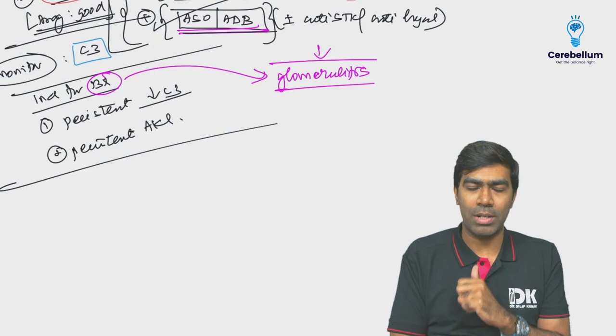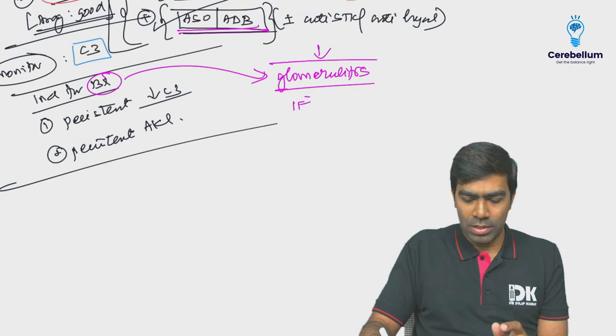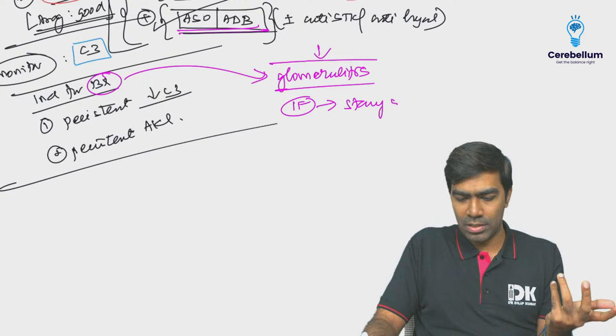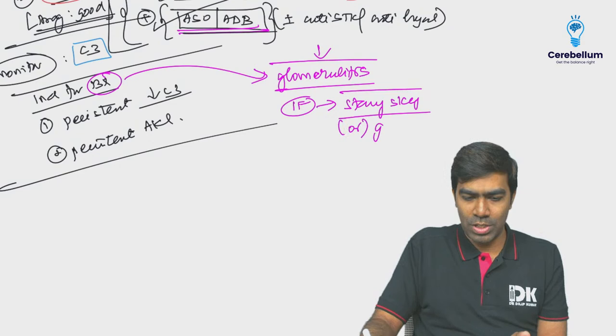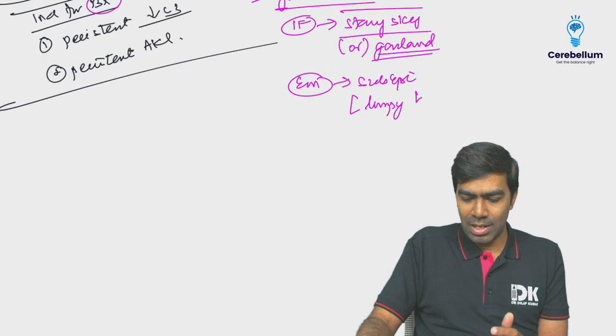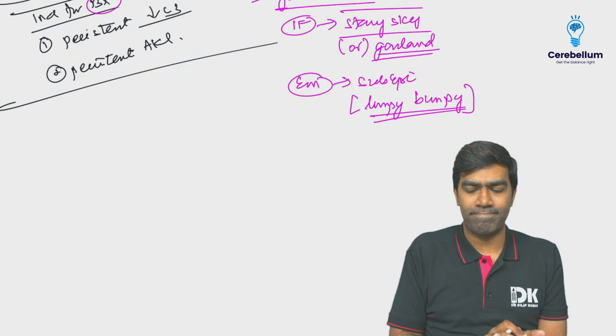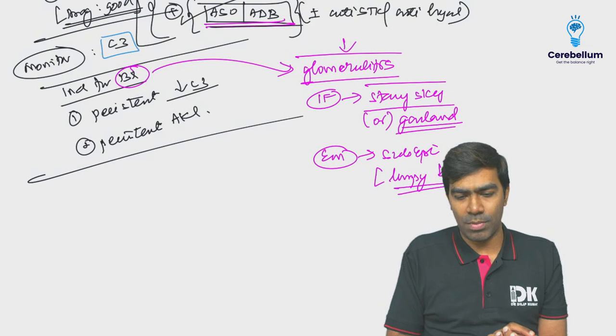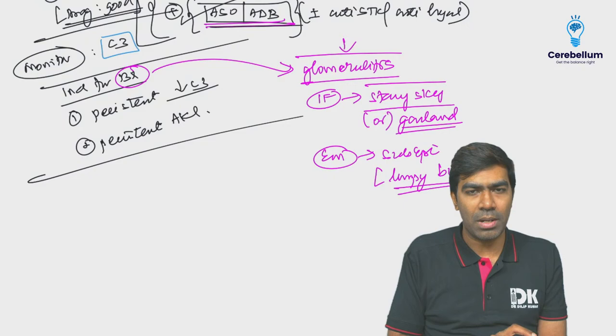If you do immunofluorescence, you're going to see the classic starry sky appearance, but it's generally not required for diagnosis. Some textbooks use the term garland appearance. If you do electron microscopy, you will typically see subepithelial deposits. There will be large, irregular, subepithelial, lumpy, bumpy deposits here and there. That's it, nothing more than that. So: light microscopy, glomerulitis; immunofluorescence, starry sky or garland appearance; electron microscopy, subepithelial lumpy, bumpy deposits. So that is PSGN.